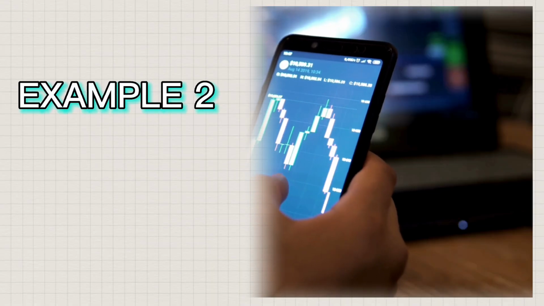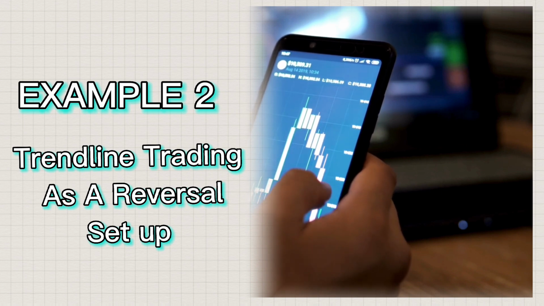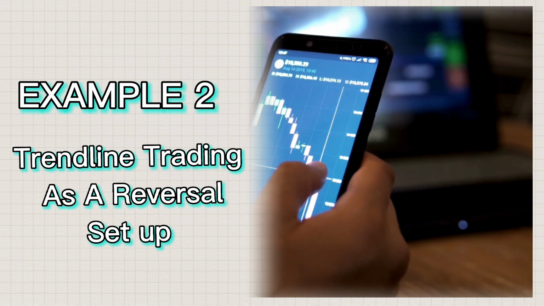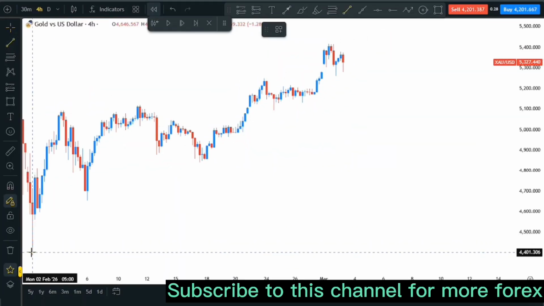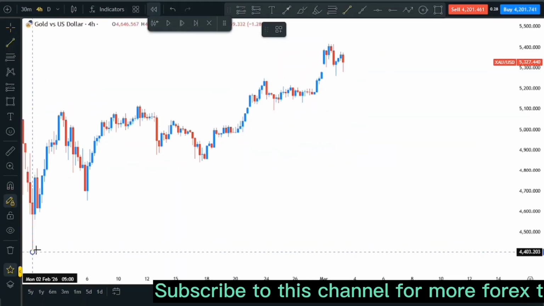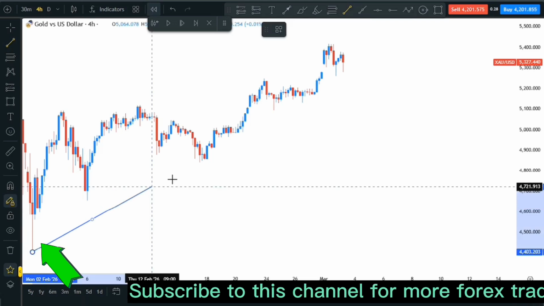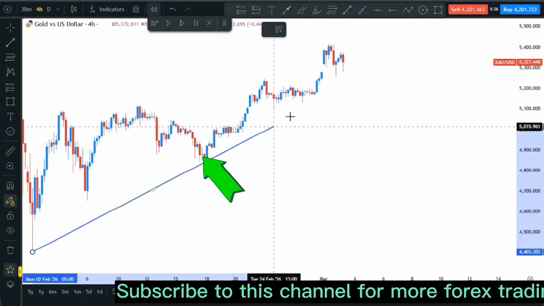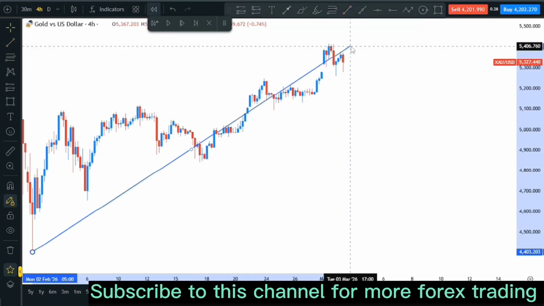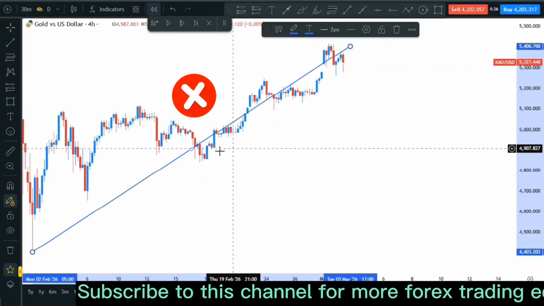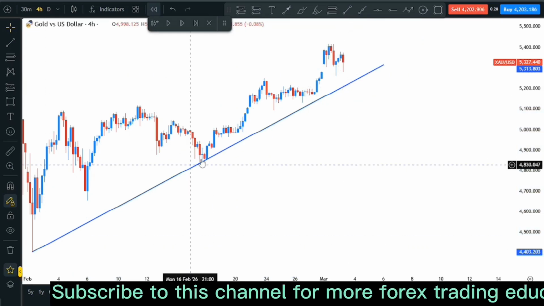Example number 2, trend line trading as a reversal setup. So likewise, we are going to be using the chart of gold US dollar as an example. I'm going to draw my trend line. Remember how I draw it? So I'm going to draw it from this swing low. Then I'm going to cover this second swing as well. Remember, like I said, I will not draw my trend line like this, whereby it's cut through the candlestick body. I have my first touch here and my second touch here.